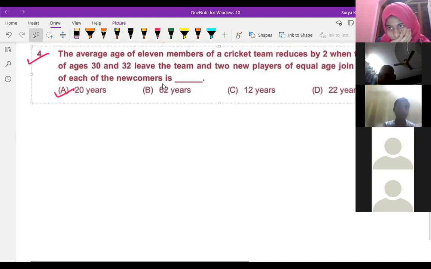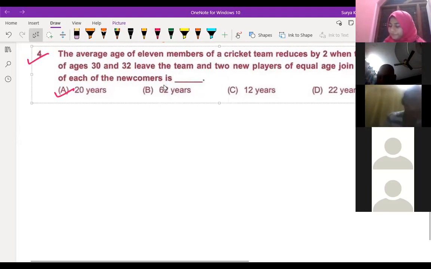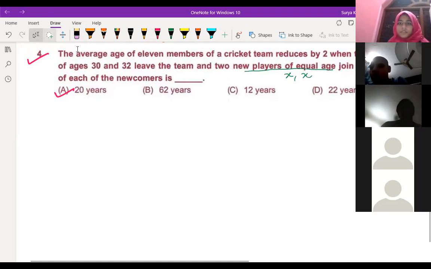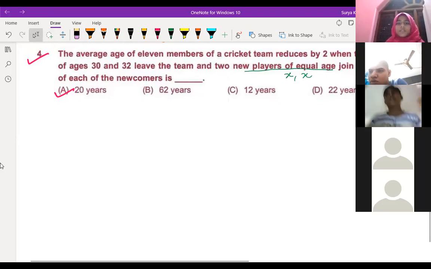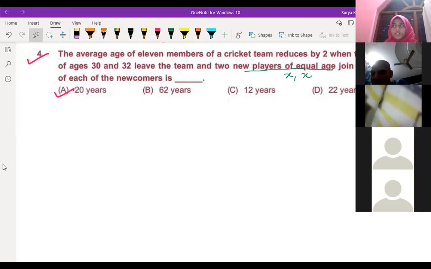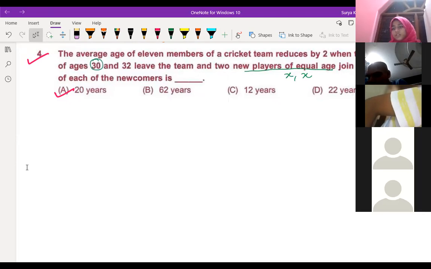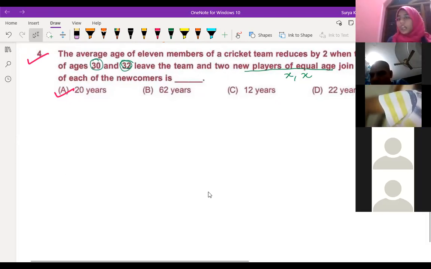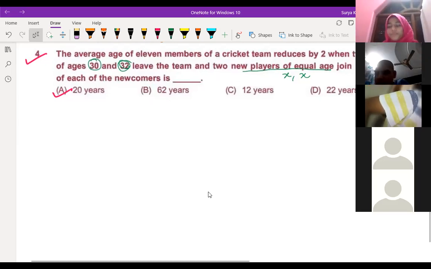So Nihar, you can try this. See, first of all, new players are joining. Two players are joining, so let X be the age of each new player, right? Will it be 30 and 32 only? No, it's not given. Equal age means they're joining, we don't know whether 32 or 30, X or whatever. Yes. So instead of these two players, they are moving out and these two players are coming in. We don't know the age of these two players, okay?